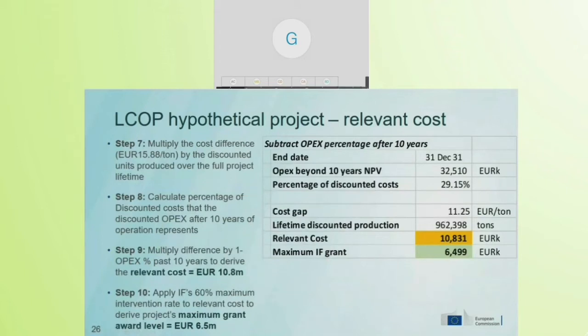Of course, then we have to make that small adjustment for the OPEX over the 10 years. So that difference is multiplied by 1 minus the percentage represented by the OPEX after 10 years. So here, after all those calculations, we then come up with a relevant cost, which is 10.8 million euros. We, of course, don't take account of the full relevant cost. We take account of what the eligible amount is, which is 60% of that, and therefore the maximum Innovation Fund grant in this case would be 6.5 million euros approximately.